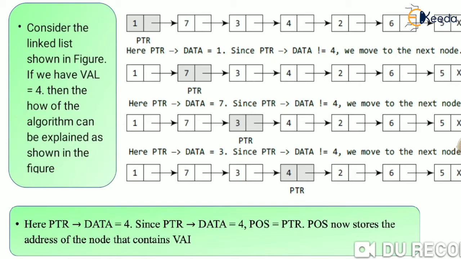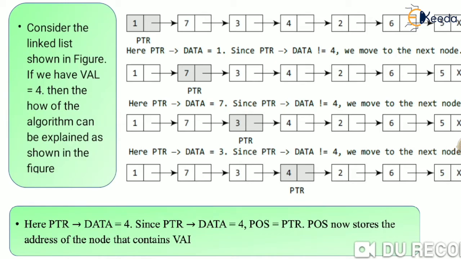Now the condition is true. Okay. Now whenever the condition is true, here ptr->data is equal to 4. Since ptr->data is equal to 4, POS is equal to PTR, means we are pointing to the value that we want. So the POS now stores the address of the node that contains the value, the val of the particular node. Okay, so we are stuck to that position now.